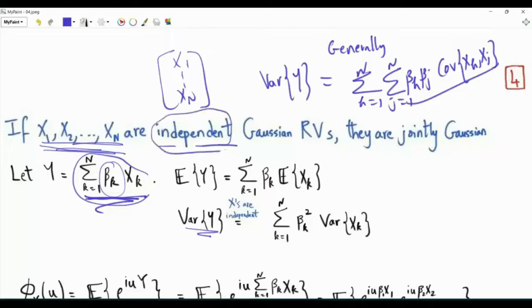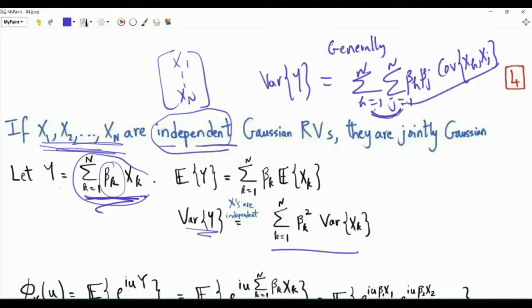But if we know that our friends here are independent, then they are pairwise uncorrelated, which means that if these two indices differ, then the covariance is equal to 0. So the surviving terms are only n terms when these two indices are equal. So k is equal to j is equal to 1, k is equal to j is equal to 2, and so forth. And in that case, covariance of xk, xk is simply the variance of xk. So because the x's are independent, this is the variance of y.